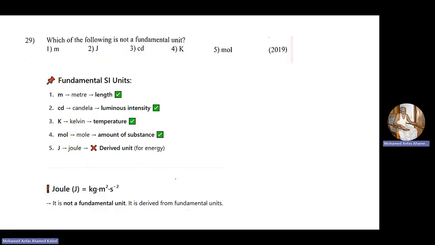Okay, question 29. Which of the following is not a fundamental unit? You may know that the fundamental unit of length is the meter. Joule is not a fundamental unit directly; it is a derived quantity. Candela is a fundamental unit, temperature Kelvin is a fundamental unit, and mole is a fundamental unit. So the Joule is not a fundamental unit. Option number 2 is the correct answer.